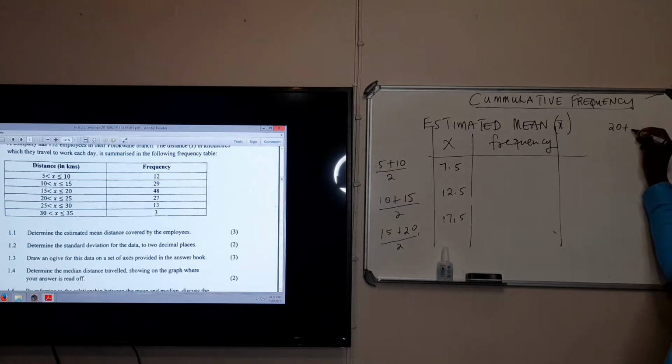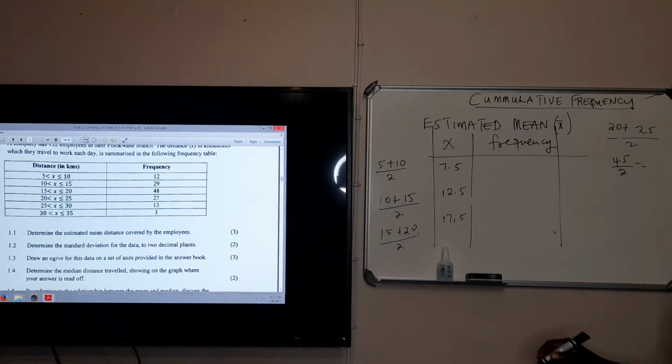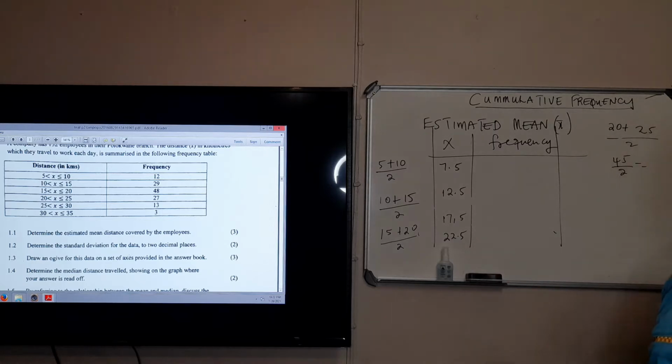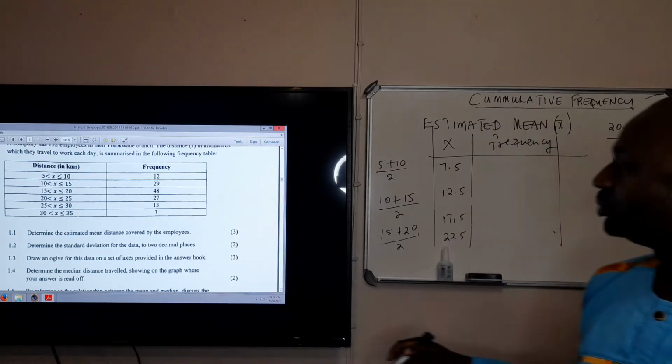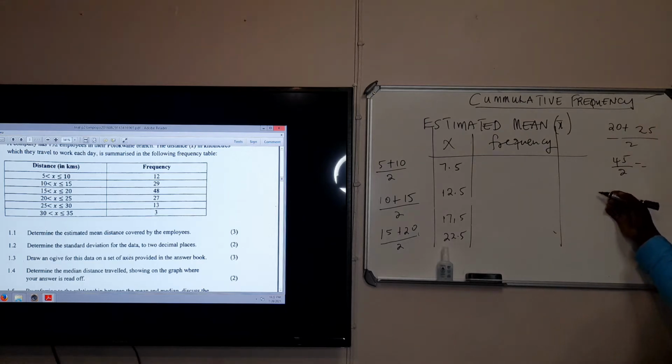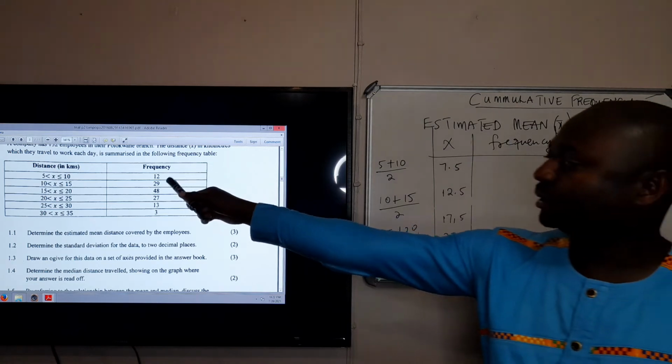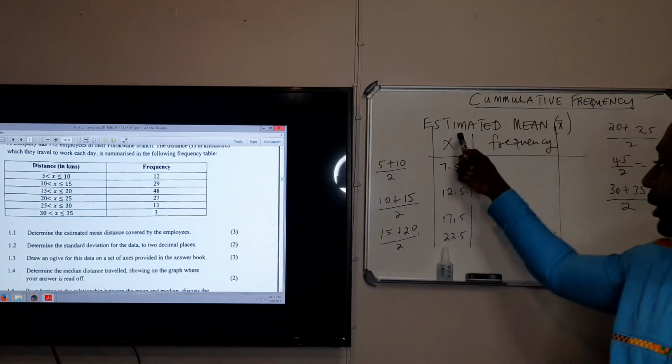The next one will be 20 plus 25 divided by 2, which gives us 45. When you divide 45 by 2, your answer is 22.5. That is the next x value. And the next one is by adding the numbers in the last row, which says 30 plus 35 divided by 2. That's how we get the x value. So you take your calculator, add the lower boundary and the upper boundary, and divide by 2 to get the x values.